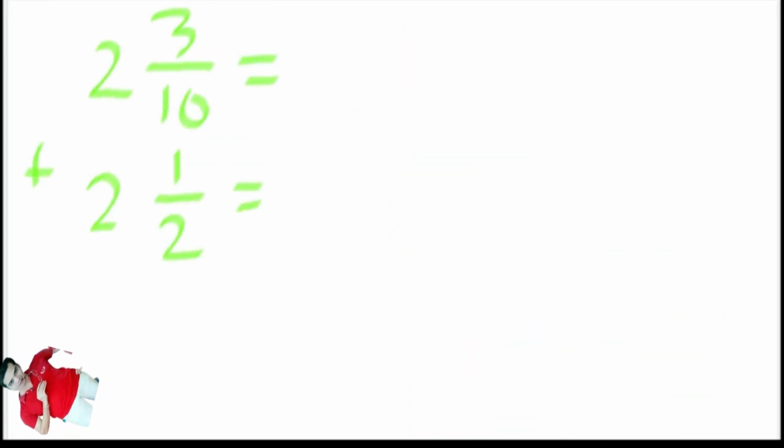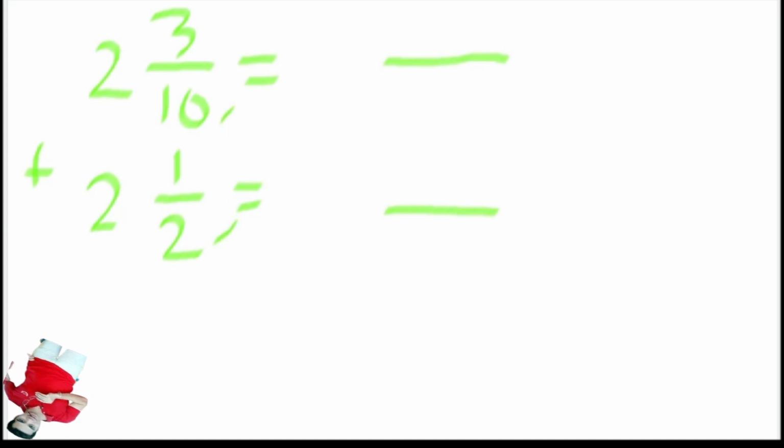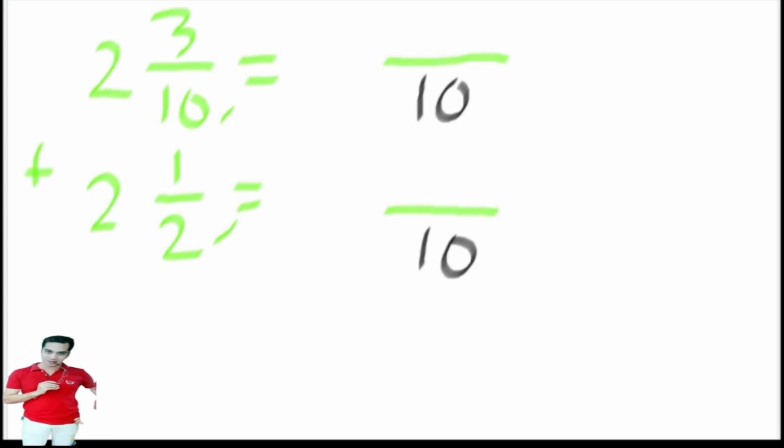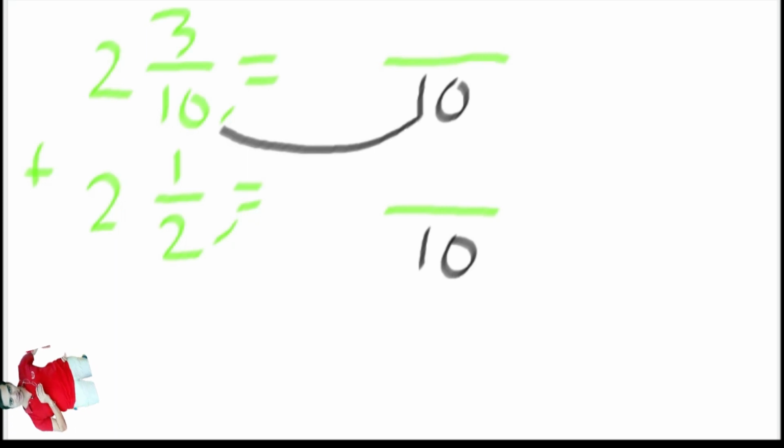Next one. 2 and 3/10 plus 2 in 1 half or 1 over 2. So the LCD of 10 at saka 2. What do you think the LCD? The LCD is 10. Okay, so write 10 here. The denominator. Then divide both sides. 10 divided by 2, or rather 10 divided by 10, the answer is 1.